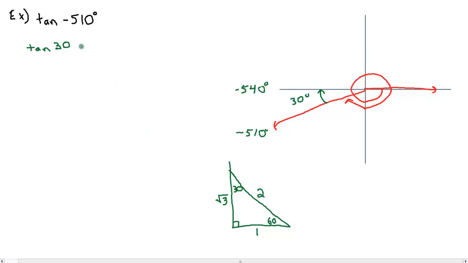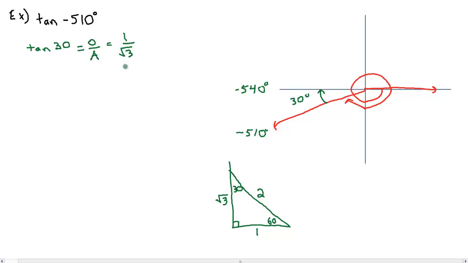So now the tangent of 30, tangent is opposite over adjacent, so we want the opposite side of 30 over the adjacent side of 30. The opposite side of this angle right here is 1. So we write that down. And then the adjacent side of 30 is going to be the square root of 3. So I write that down there.